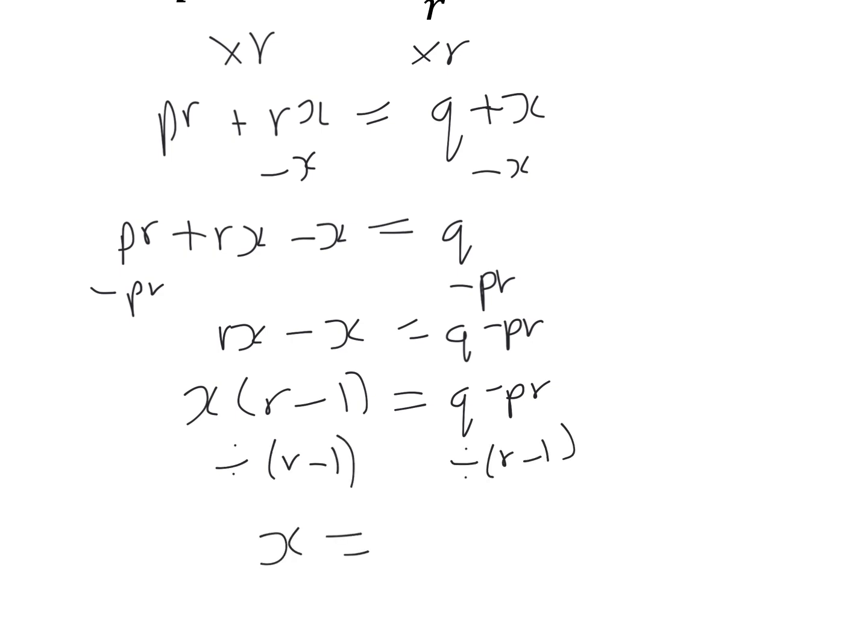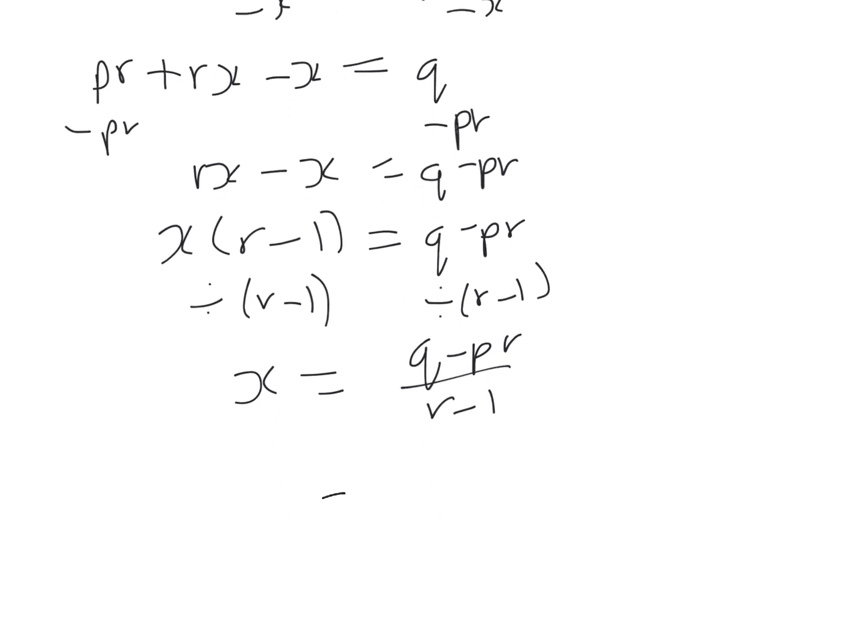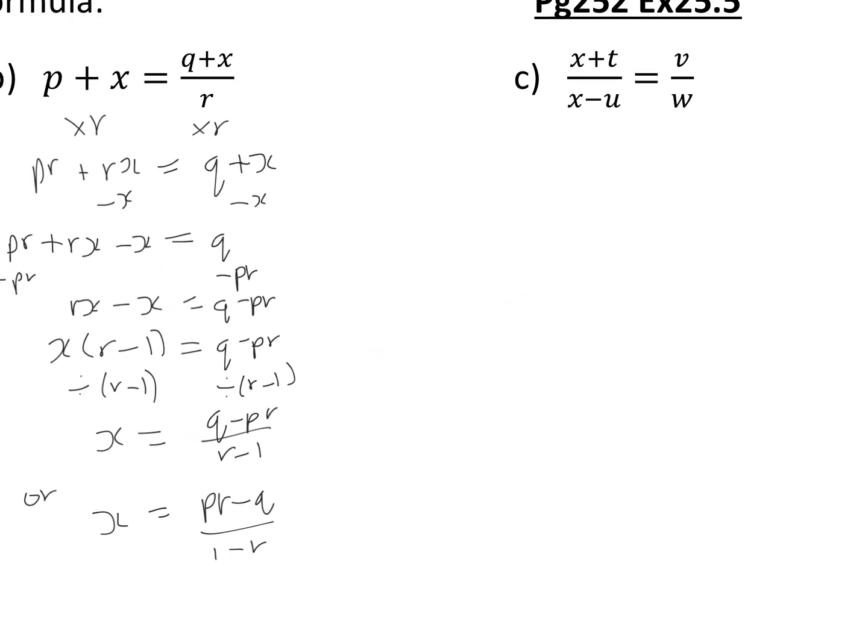The left hand side becomes x, and the right hand side just as well with this here. Sometimes you can get equivalent answers, depending on the order in which you do things. So you could have got PR minus Q divided by 1 minus R. That's also an answer. They're equivalent.